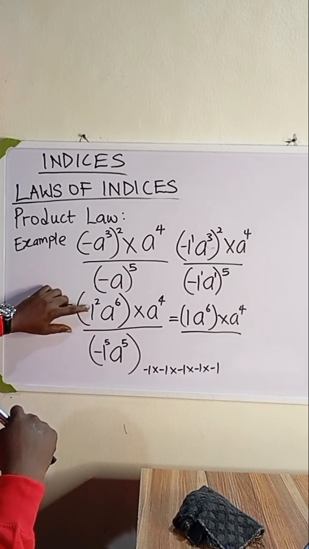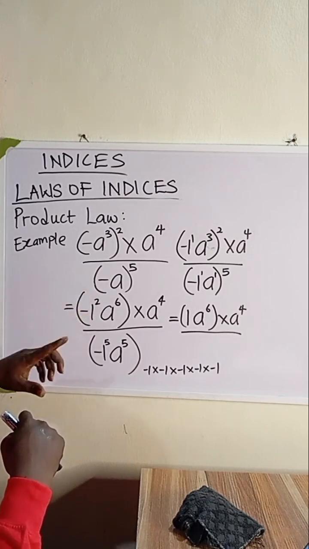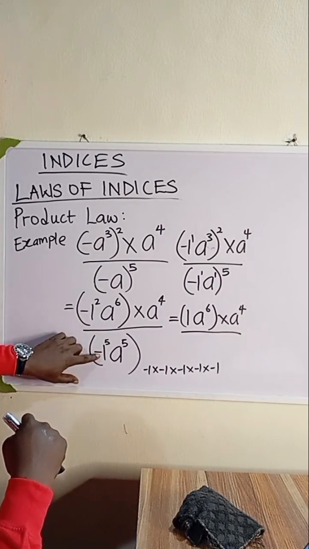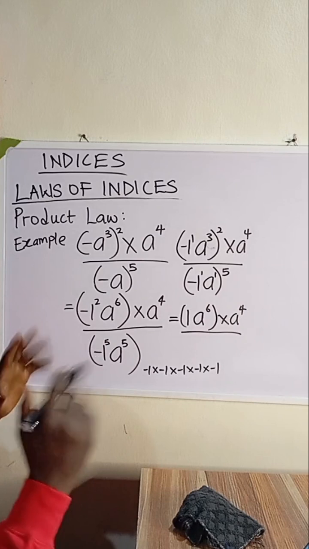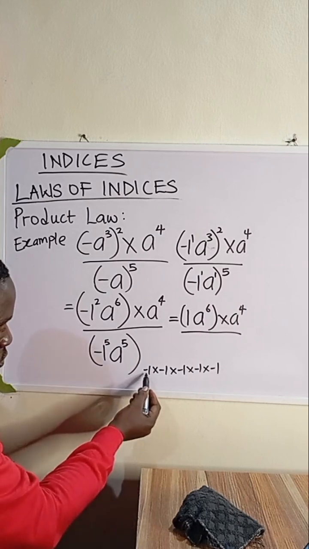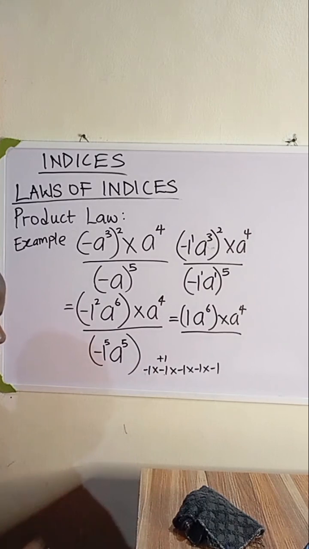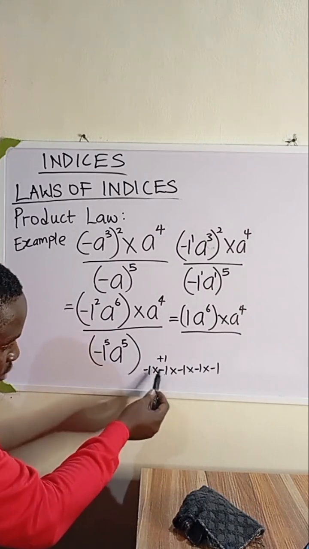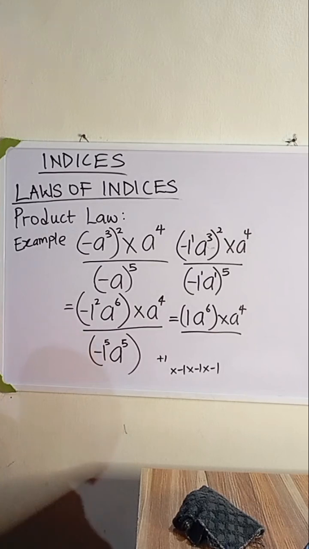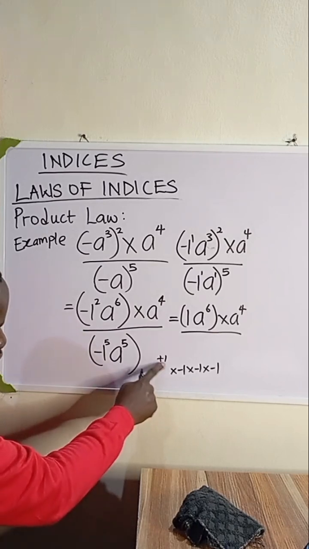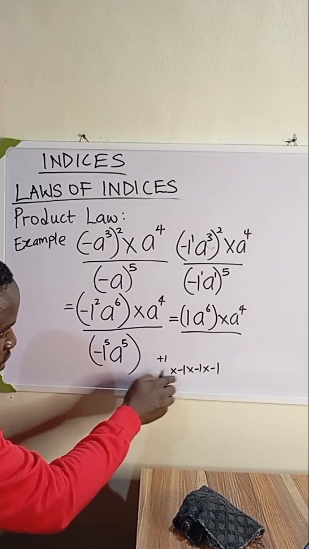Minus 1 times minus 1 will give you plus 1. So these two come together to give you plus 1. So let me wipe them off. Then you have plus 1 times minus 1, both of these two will combine to give you minus 1. Then minus 1 times minus 1 will combine to give you plus 1. Then plus 1 times minus 1 will combine to give you minus 1.